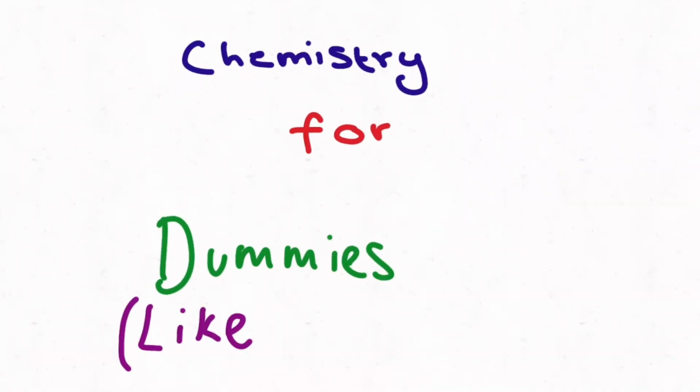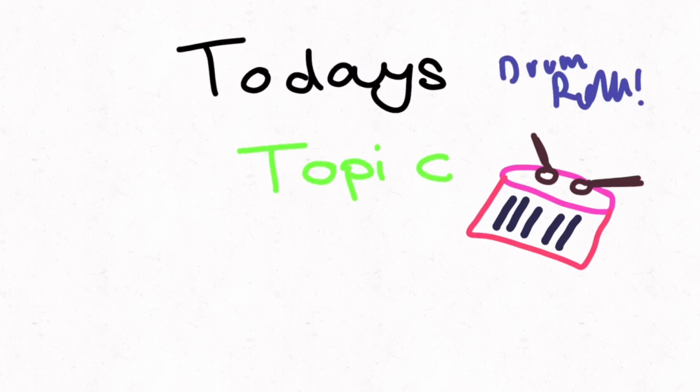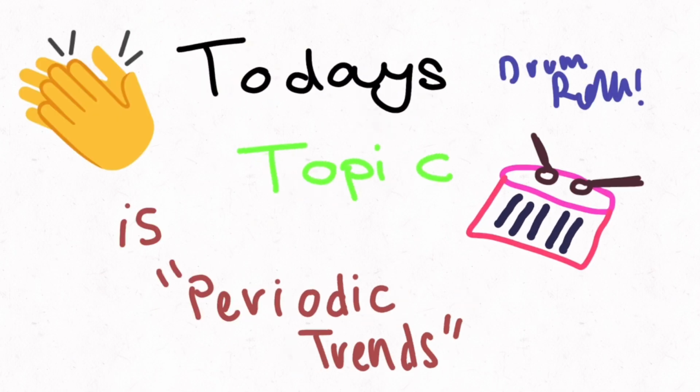Chemistry for dummies like you. Today's topic is, drumroll please, periodic trends. So you can basically say this is a trendy video.